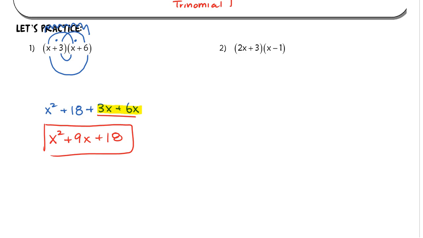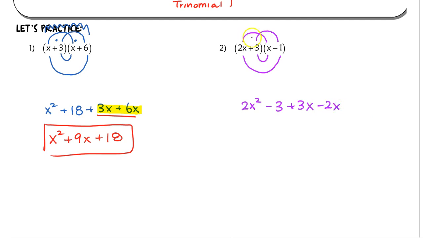All right, let's try one more problem. In number 2, we're going to make the eyeball first, 2x times x. That gives me 2x squared, okay? Now, I'm going to take the other eyeball, which is 3 times negative 1, which is negative 3, so I write minus 3. And then let's do the nose. Here we get 3 times x, so that's positive. I'll write plus 3x. And then the last terms here are going to be that smile right here. 2x times negative 1 gives me negative 2x, so I'm going to write minus 2x.